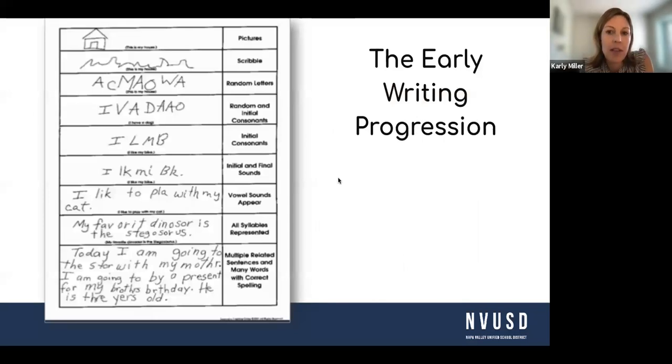Okay, so this is the early writing progression. You may have seen these during conferences. Usually K-1, 2 teachers share something that looks like this. And it's just a reminder of how our students learn how to write. And what we really do is they begin with pictures, right?